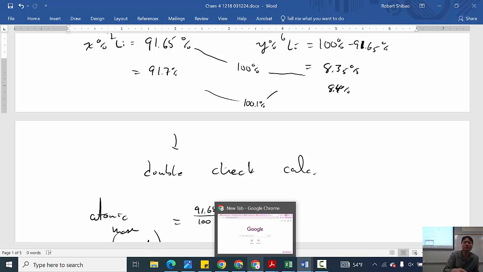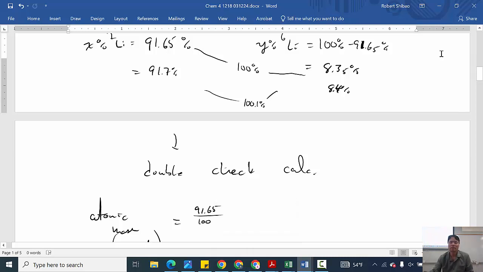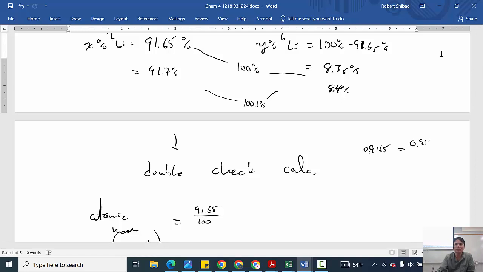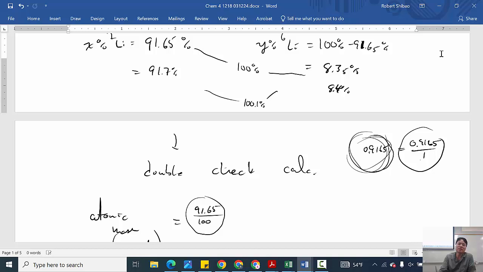Decimal form is also a fraction. So if we convert this to decimal form, it's 0.9165, but that's actually a fraction because it's 0.9165 over 1. But the problem is people don't see this and use this as a conversion factor. When it's in a fractional form like this, we can easily do conversions using dimensional analysis. But when it's in a form like this, people have a harder time to connect it. When it's in a form like this, then it's easy to connect as a conversion factor here. For me, it's easy to connect.